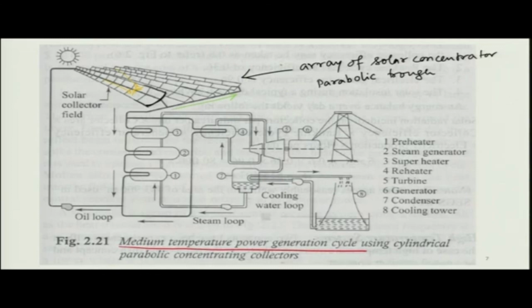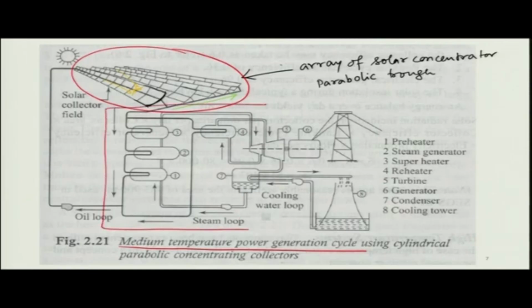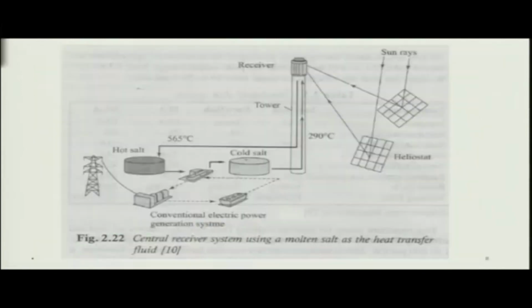So, you are collecting all the heat that this parabolic trough collector array is providing you, and this is nothing but a boiler. This part is a solar boiler, where exactly the same functions are performed as a boiler does. So, that is the level of concentration you can get.